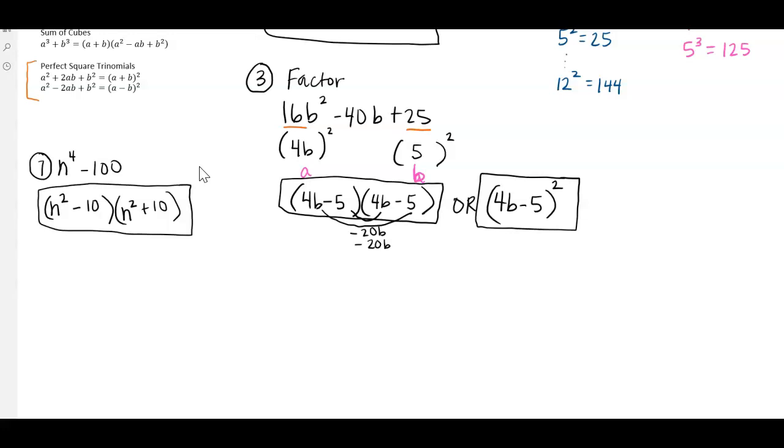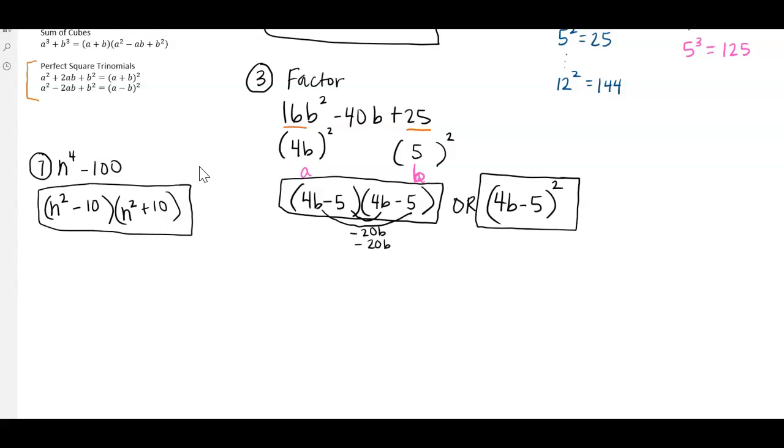Okay, so don't overthink these type. Just think what times what is n to the 4th, what times what is negative 100 that adds to be 0 because there's no middle term there. Okay? And then you can always check it by foiling it back through.